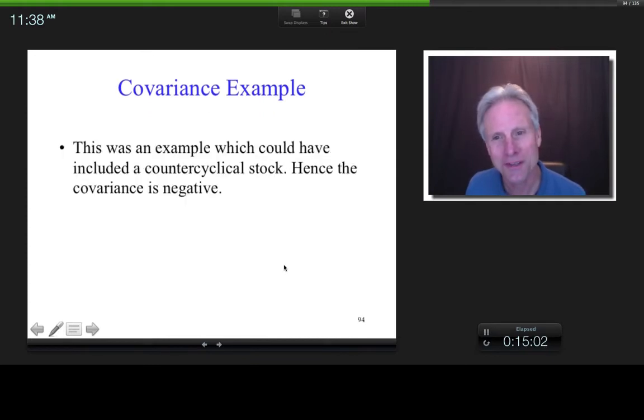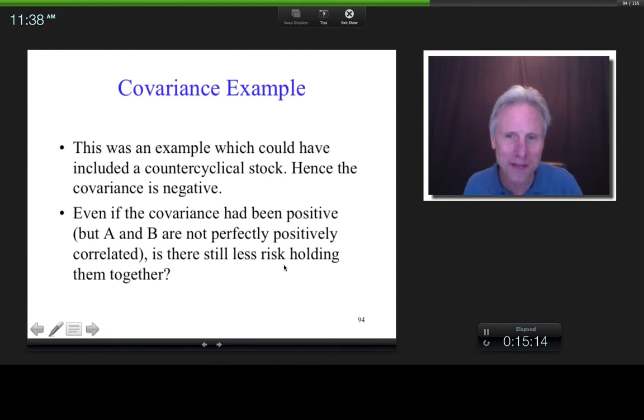Now, as I mentioned, that's an example where it was counter-cyclical and it's easy to teach it that way. The covariance is negative, so it's more intuitive that it's risk-reducing. But as I said earlier, even if the covariance had been positive, it would still mean less risk than the sum of two people just holding two securities separately.